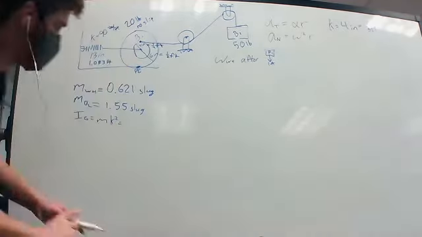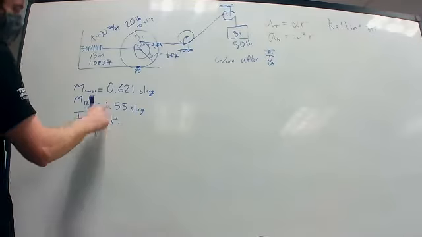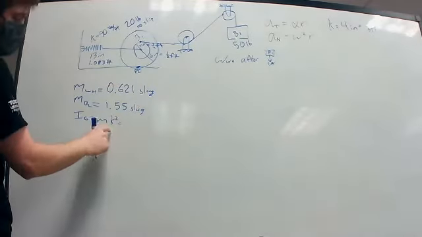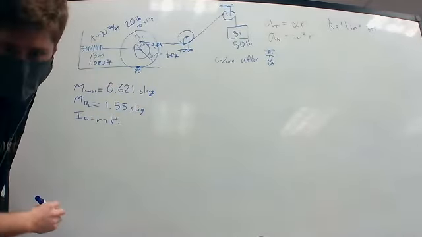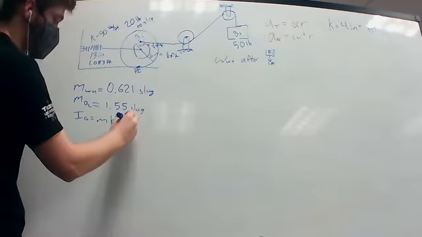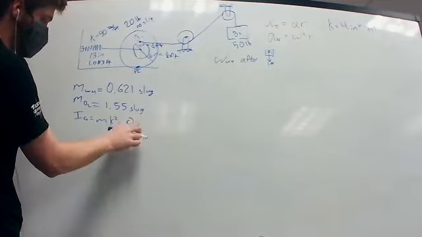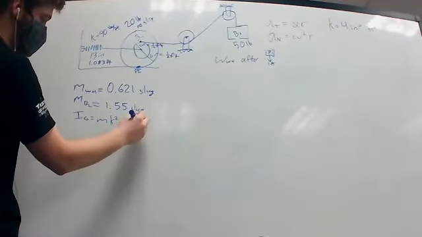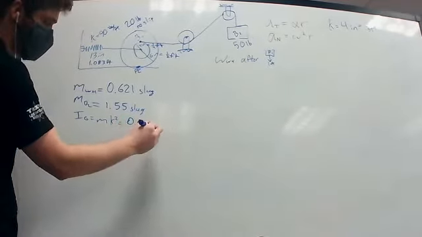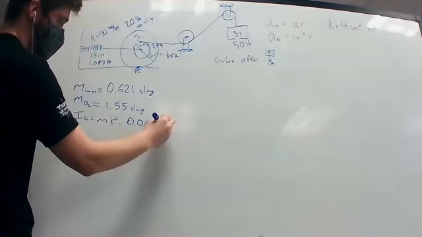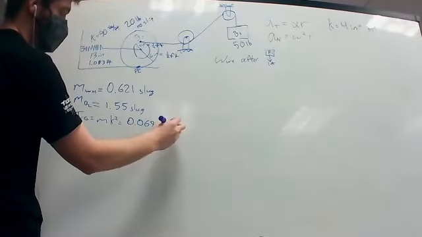Yeah. So IG comes out to be the mass times 1/3 foot squared. IG comes out to be 0.069 slug feet squared.